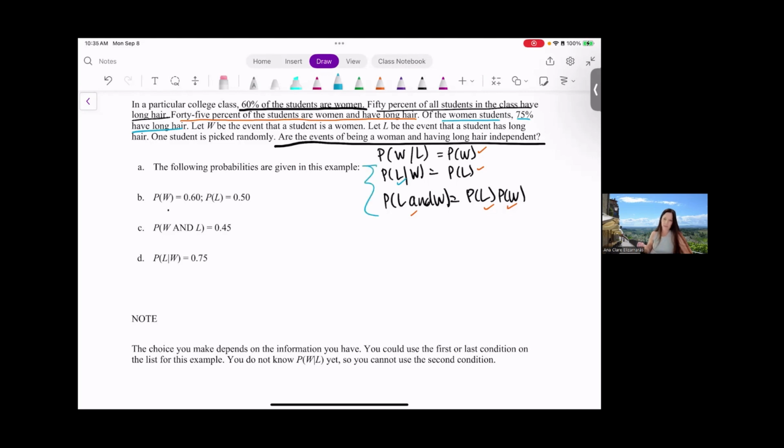And I think the easiest is the multiplication. So is 0.45 equal to 0.5 times 0.6? It is not. This is 0.3. Those are not equal, so they are not independent.